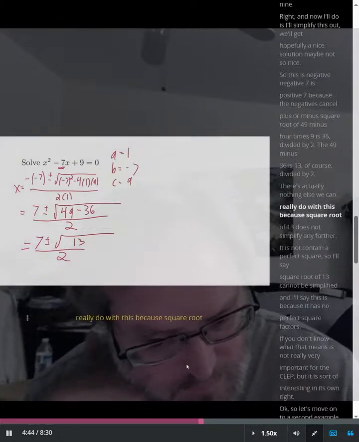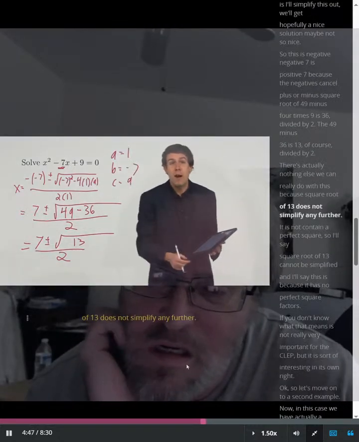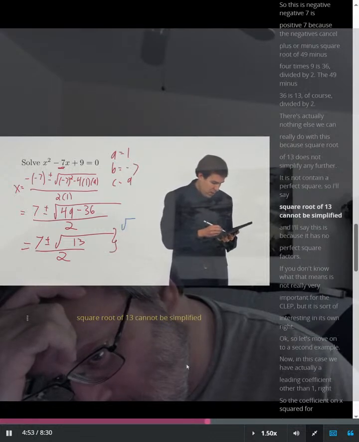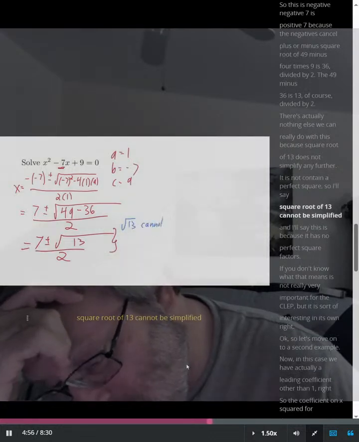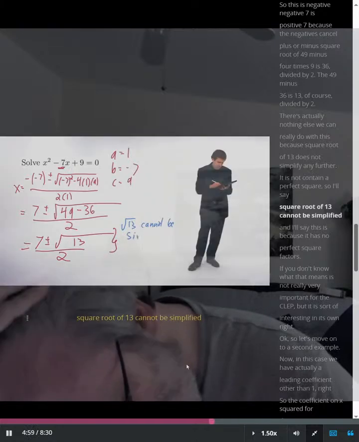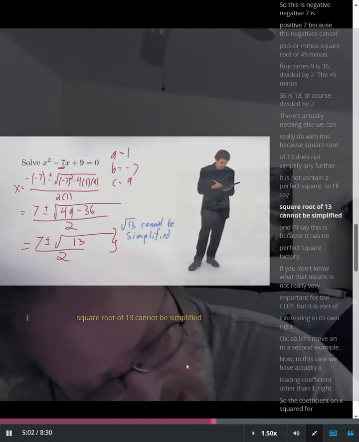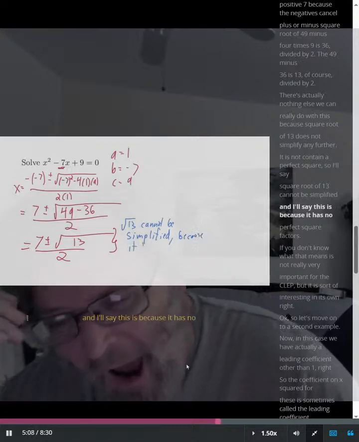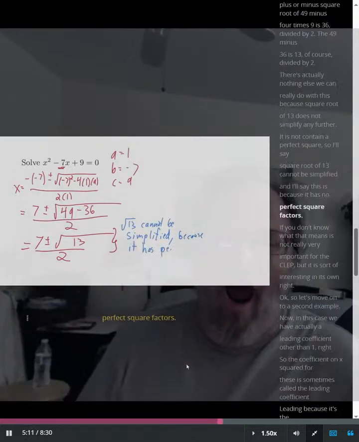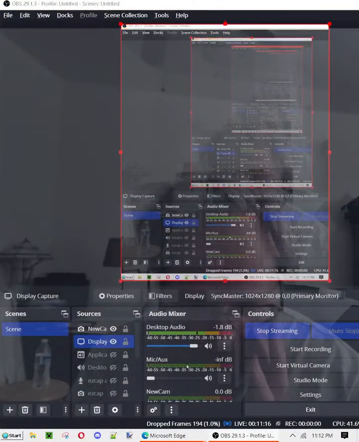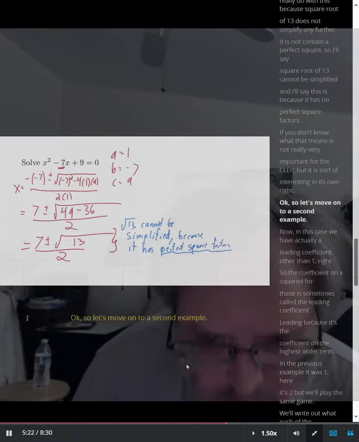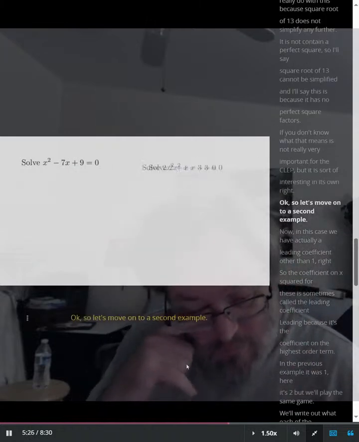And there's actually nothing else we can really do with this, because the square root of 13 does not simplify any further. It does not contain a perfect square. So I'll say the square root of 13 cannot be simplified. And I'll say this is because it has no perfect square factors. If you don't know what that means, it's not really very important for the CLEP, but it is sort of interesting in its own right. Okay? So let's move on to a second example.